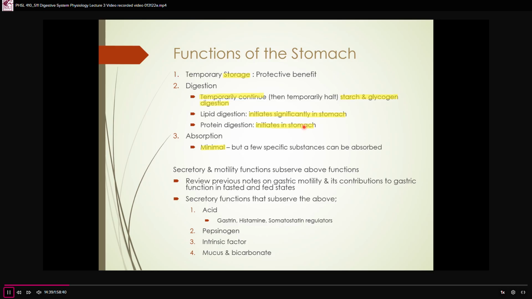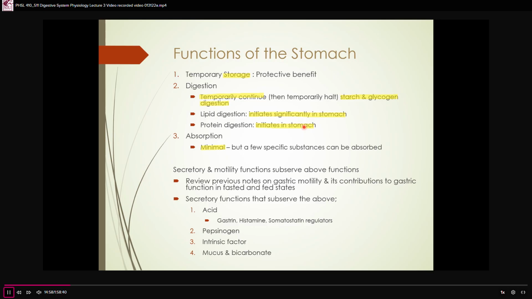So the things that can be absorbed across the wall of the stomach are going to be small amounts of alcohol, small amounts of caffeine, very short chain fatty acids, and small organic acids like aspirin, like acetylsalicylic acid, which is what constitutes aspirin.